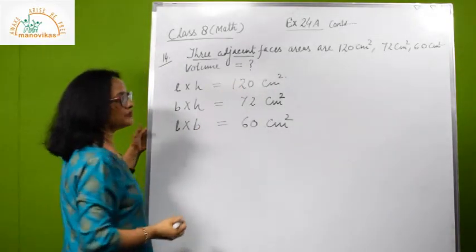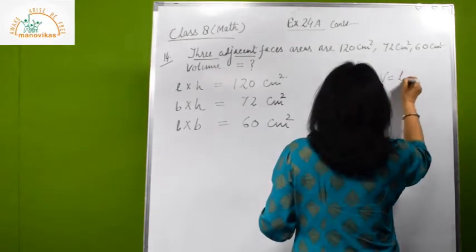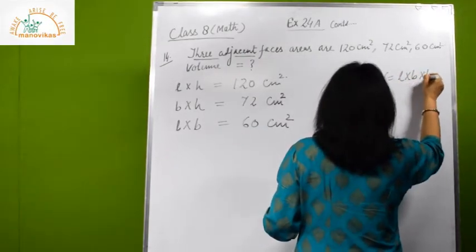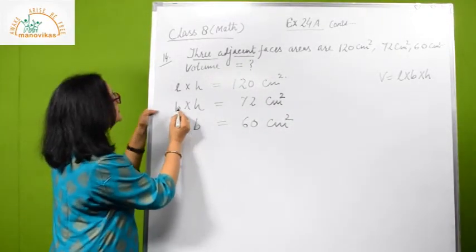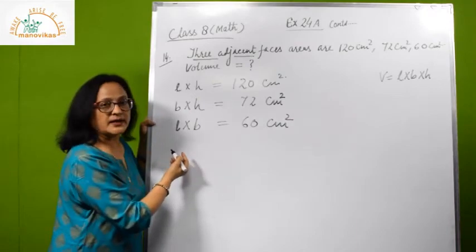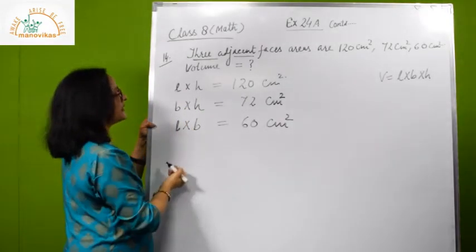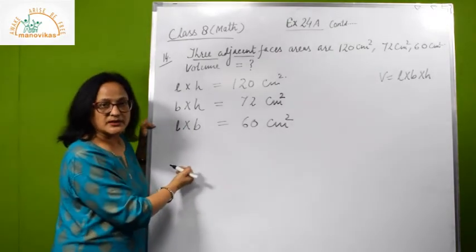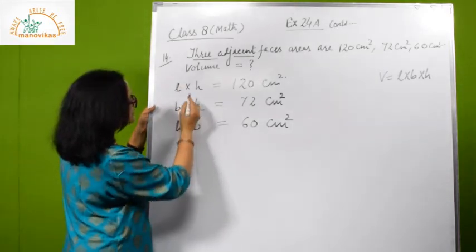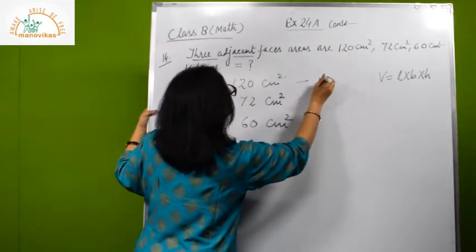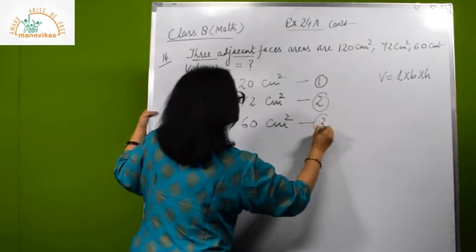We have to find the volume, and as you know, volume is equal to length into breadth into height, means product of length, breadth and height. Now here we have no such combination where you get length, breadth and height together. Here it is length and breadth, and down breadth and height, and here length and breadth. So all the 3 we cannot get. So what we do, if we multiply all these 3, suppose this is equation number 1, this is equation number 2 and this is equation number 3.